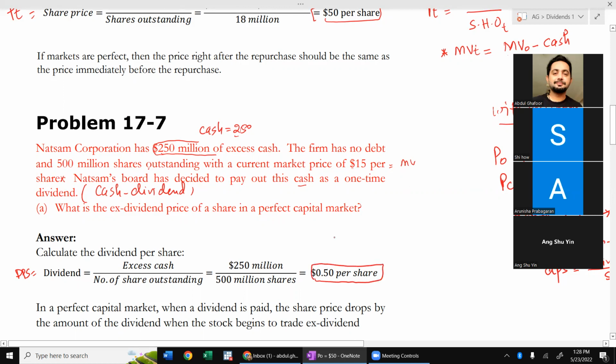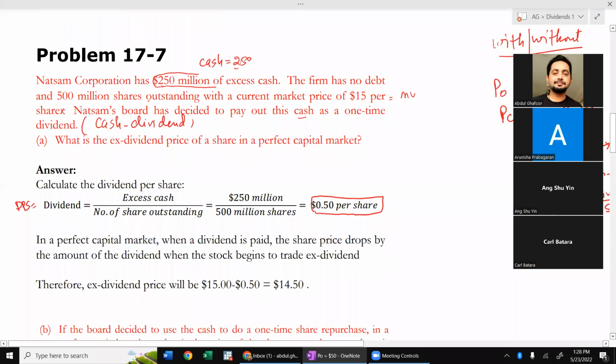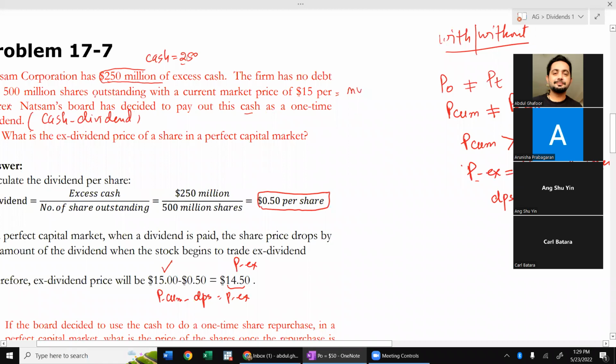So this is DPS. So what is the P ex? P ex is always equal to price cum minus dividend per share, which is equal to 14.50. So as we can see, price cum is higher than price ex. Okay, so this is the first part.